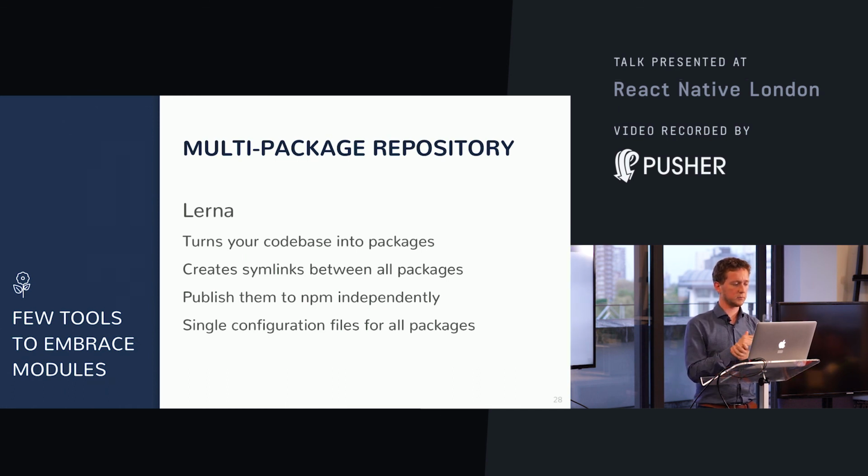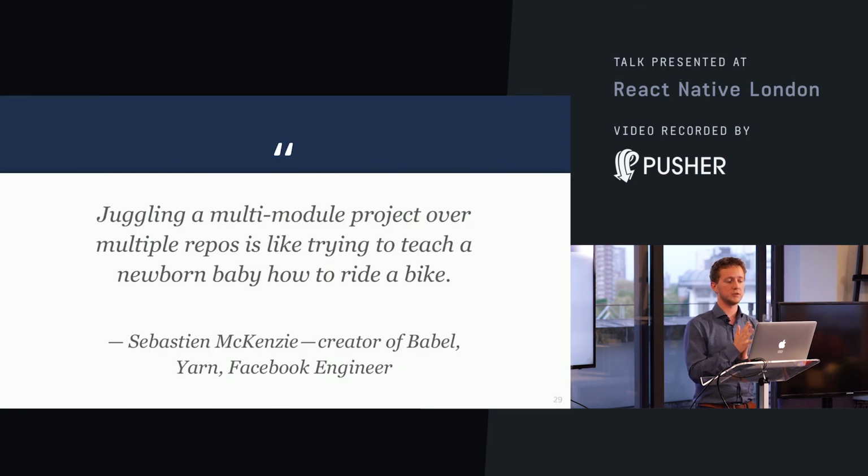An engineer from Facebook said juggling between multi-module projects over multiple repos is like trying to teach a newborn baby how to ride a bike. And it's pretty true, because we've tried it in my company to have multiple repos for multiple packages. And at the end, it was taking more time for us to get our pull requests approved and merged and published to an Artifactory, and to get those modules available, and it was super difficult. We were spending more time trying to release packages rather than using them.